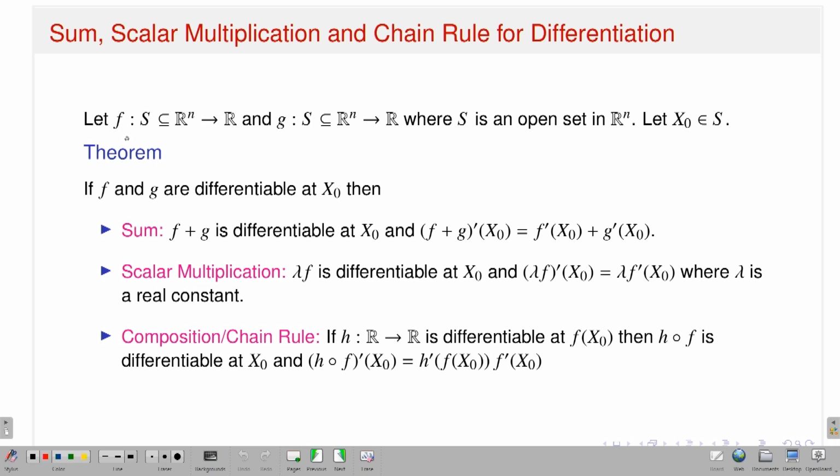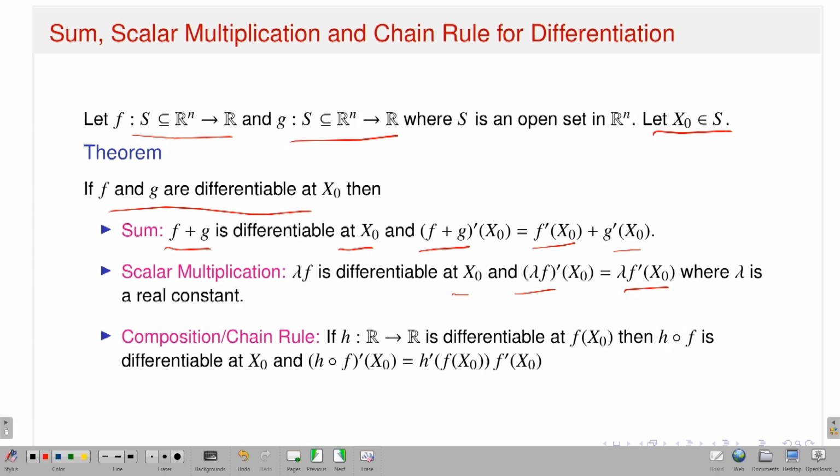Okay, so let f be a function from a subset of Rn to R, g a function from a subset of Rn to R, S an open set, and x naught a point in S. If f and g are differentiable, differentiable meaning that the total derivative exists, then the sum is also differentiable. Not only that, the derivative of the sum is nothing but the derivative of f plus the derivative of g. The scalar multiple is also differentiable. The derivative of lambda f is lambda times the derivative of f at x naught.